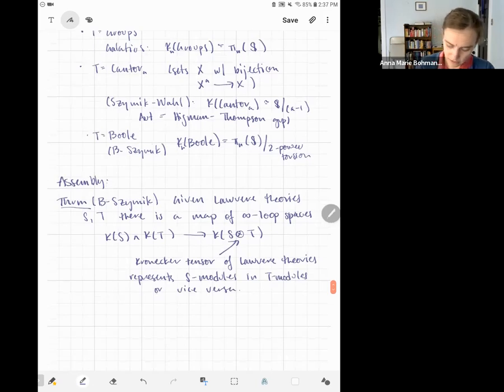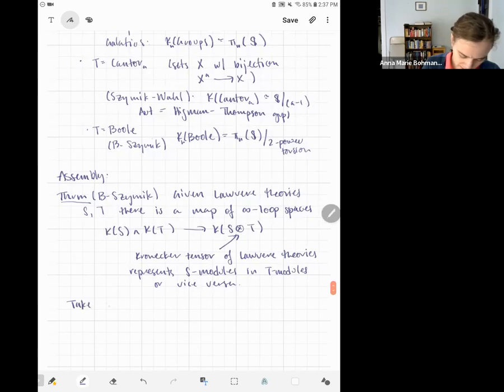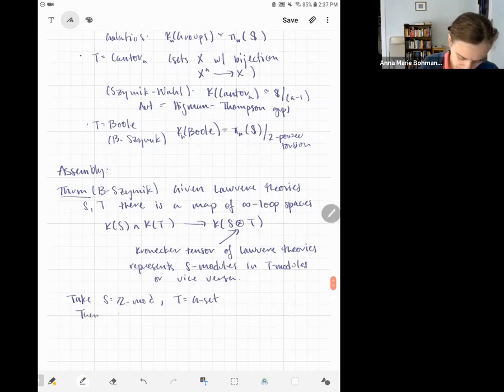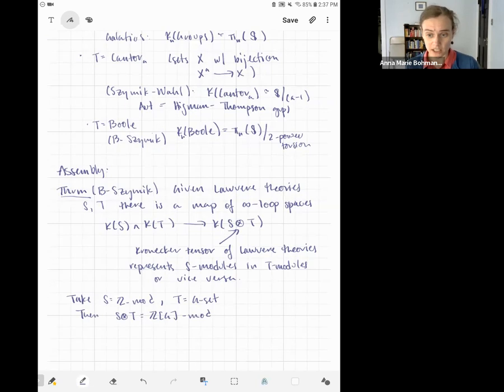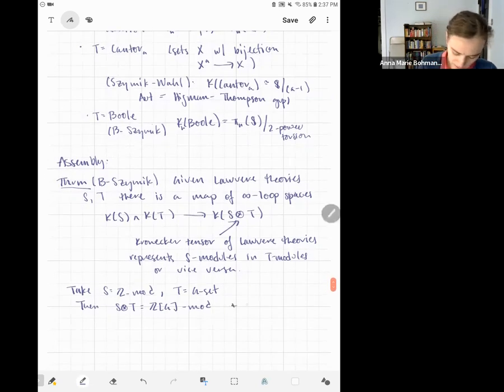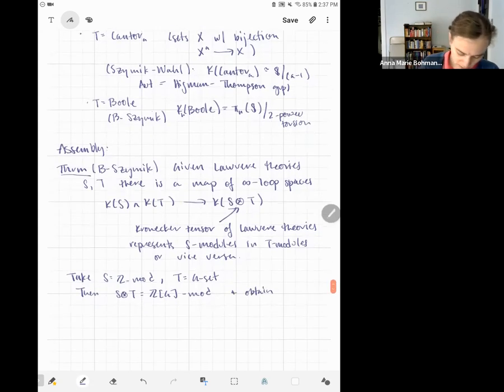Let me make this a little bit more concrete. We can take a special example: S equals Z modules, modules over the integers, and T equals G sets, where the objects are the free G sets of however many generators. Then S tensor T is the theory of Z adjoined G modules. I'm looking at G sets in the world of modules over the integers, and so those are Z adjoined G modules. If we apply our theorem, we get a map from the K theory of Z, smashed with the K theory of G sets, which is the suspension spectrum of BG, to the K theory of Z adjoined G modules. And this is the Lode assembly.